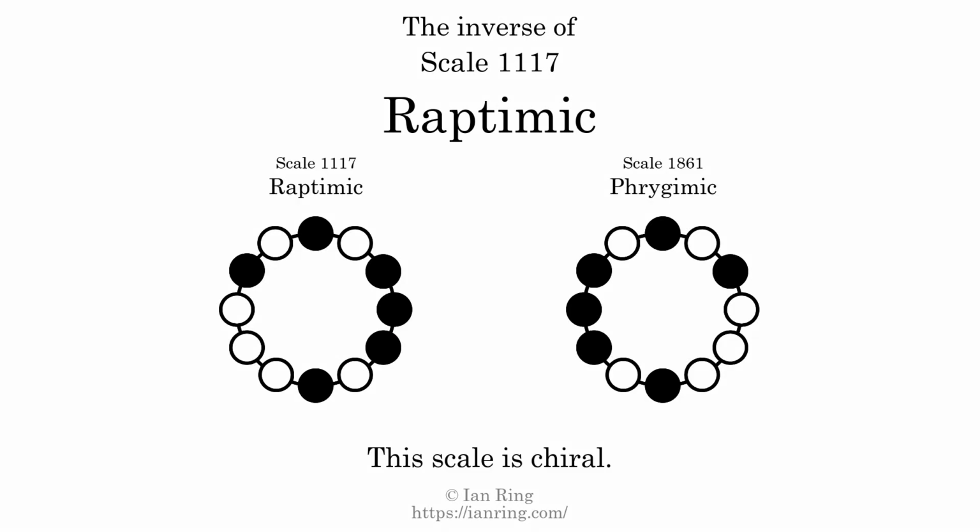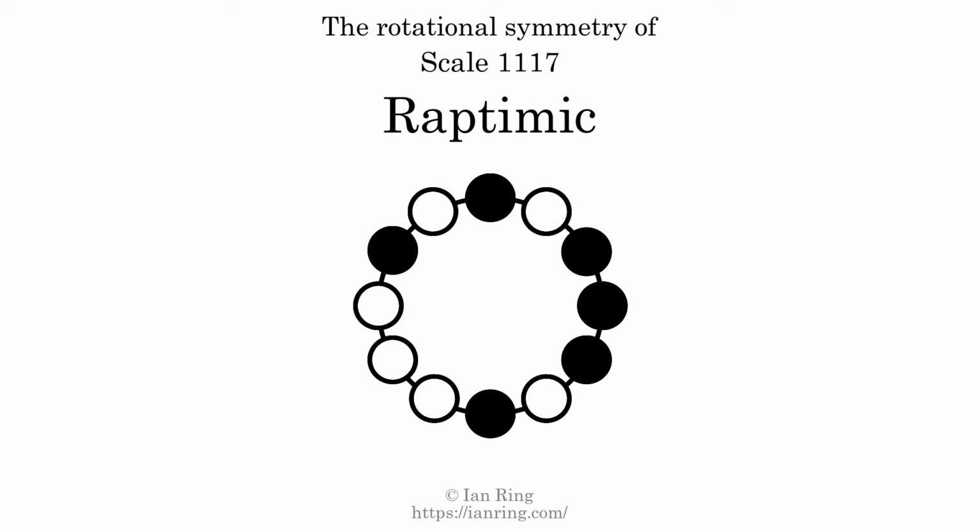The inverse of a scale is a mirror image. It is what you get when the sequence of intervals is reversed. The inverse of this scale is scale 1861, also known as Raptimic. This scale is chiral. It cannot transform into its inverse by rotational transformation. This scale has no rotational symmetry.